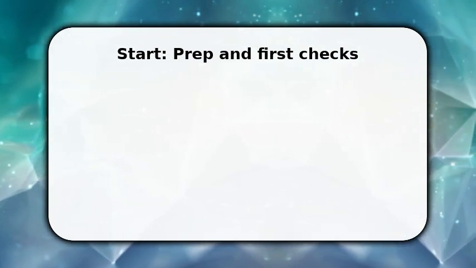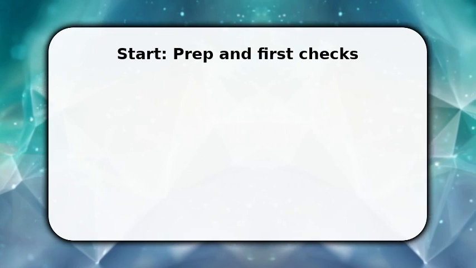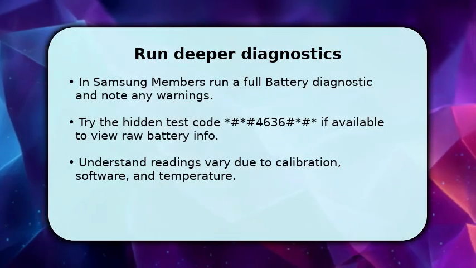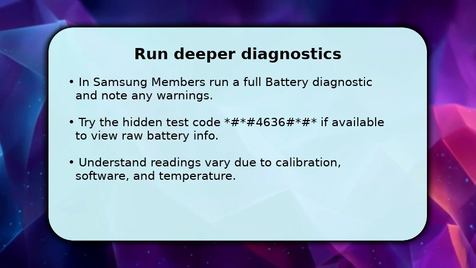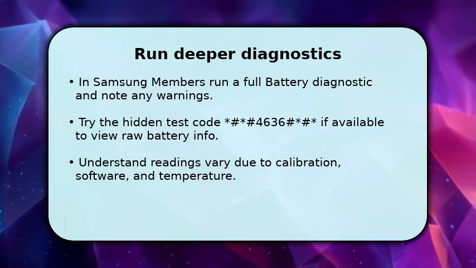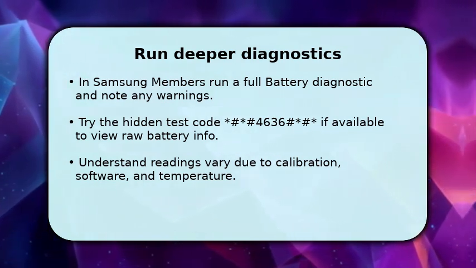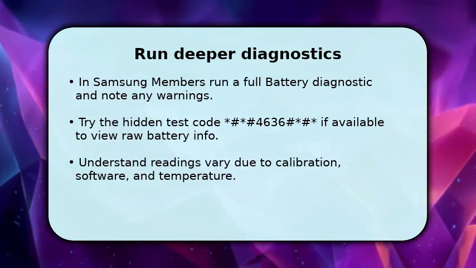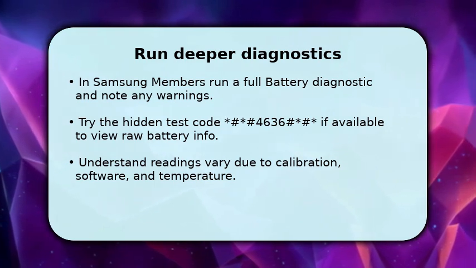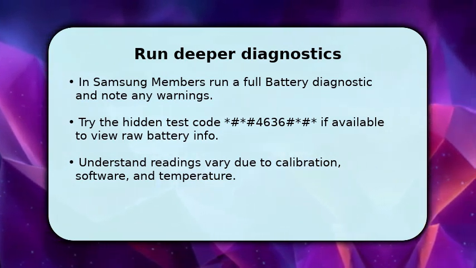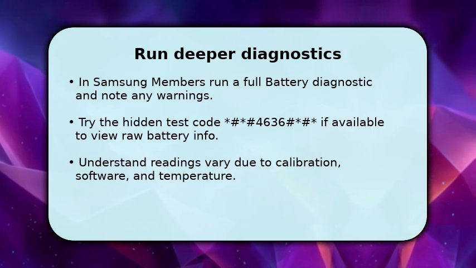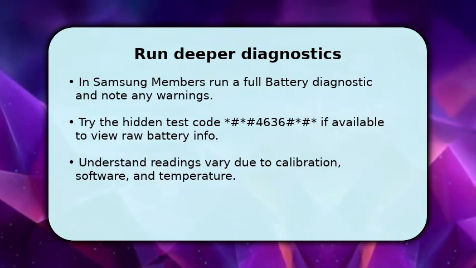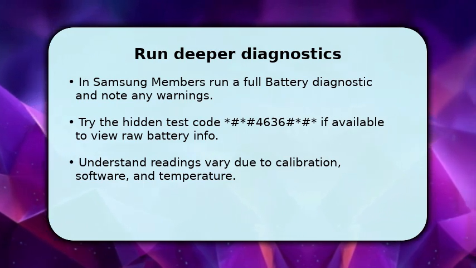Continue by running the full battery diagnostic in Samsung Members and read the pass/fail details. It tests voltage, charge cycles, and sensor health. Next, try the Android testing code *4636# in the phone app, if your model supports it, to view battery status, temperature, and voltage for more technical context. Make sure to compare results because values differ with temperature, recent charging, and app usage.